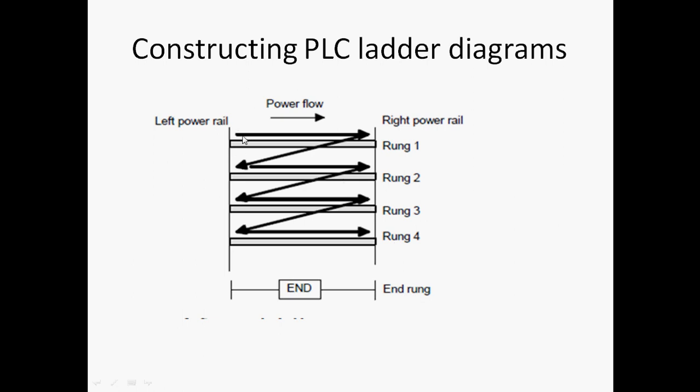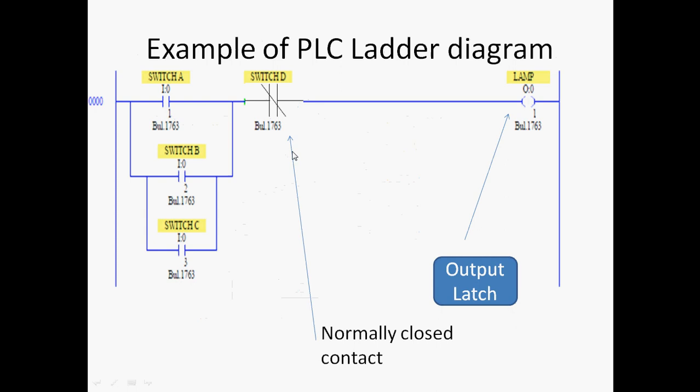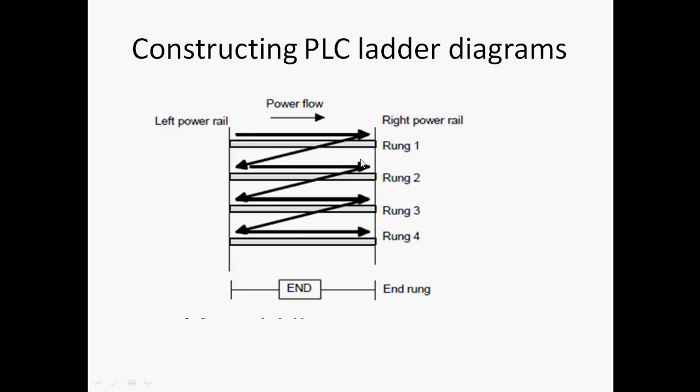On the left hand side there will be input terms, called input values, because the power flows from left to right. Power is present at the left hand side, so input values are on the left hand side and output values are at the right hand side. We can add different numbers of rungs, but only two rails are present. Power rails are only two, but rungs can be increased according to your program. This is the main condition, the method of scanning of a PLC ladder.